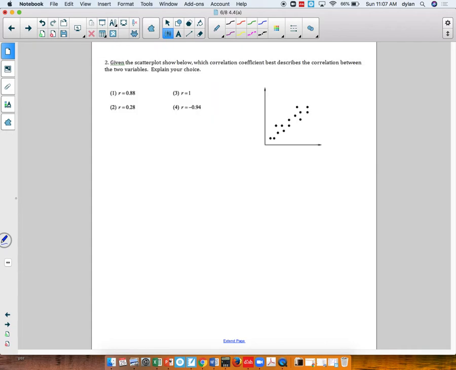So for example, imagine that you're given this scatter plot below, and we want to pick which of the 4 correlation coefficients best describes the correlation between the 2 variables. I'd like you to try this one on your own first, so pause the video and then resume the video when you think you have the answer.